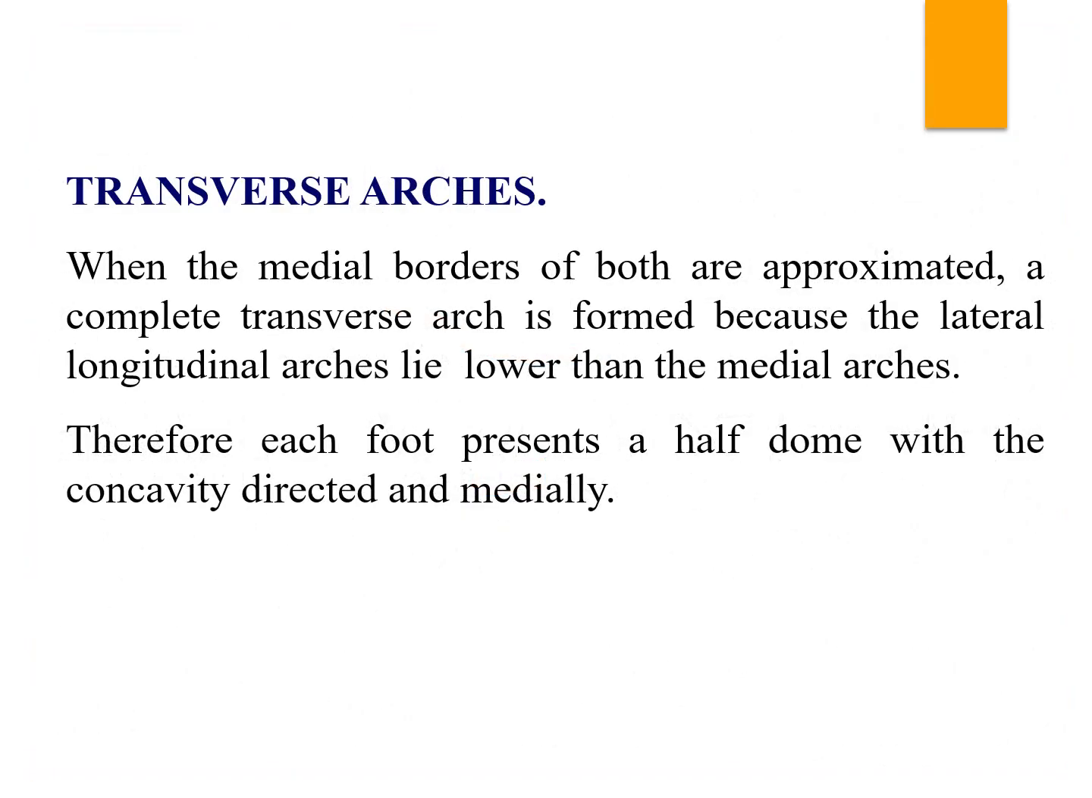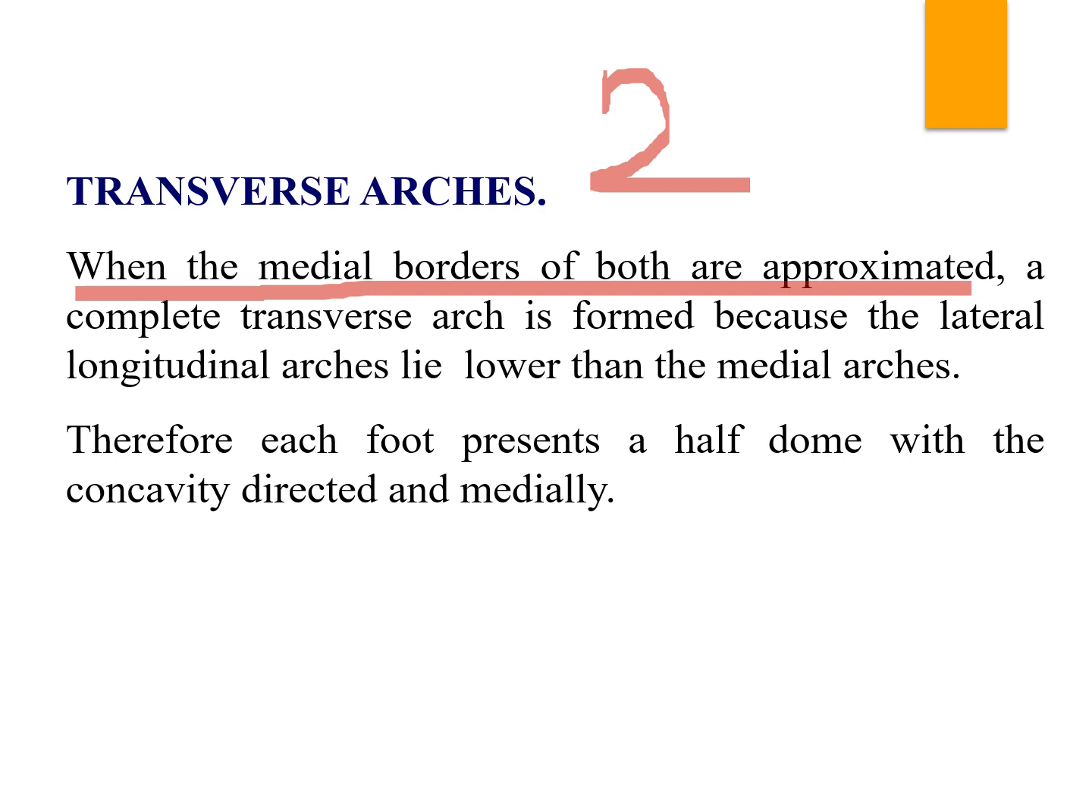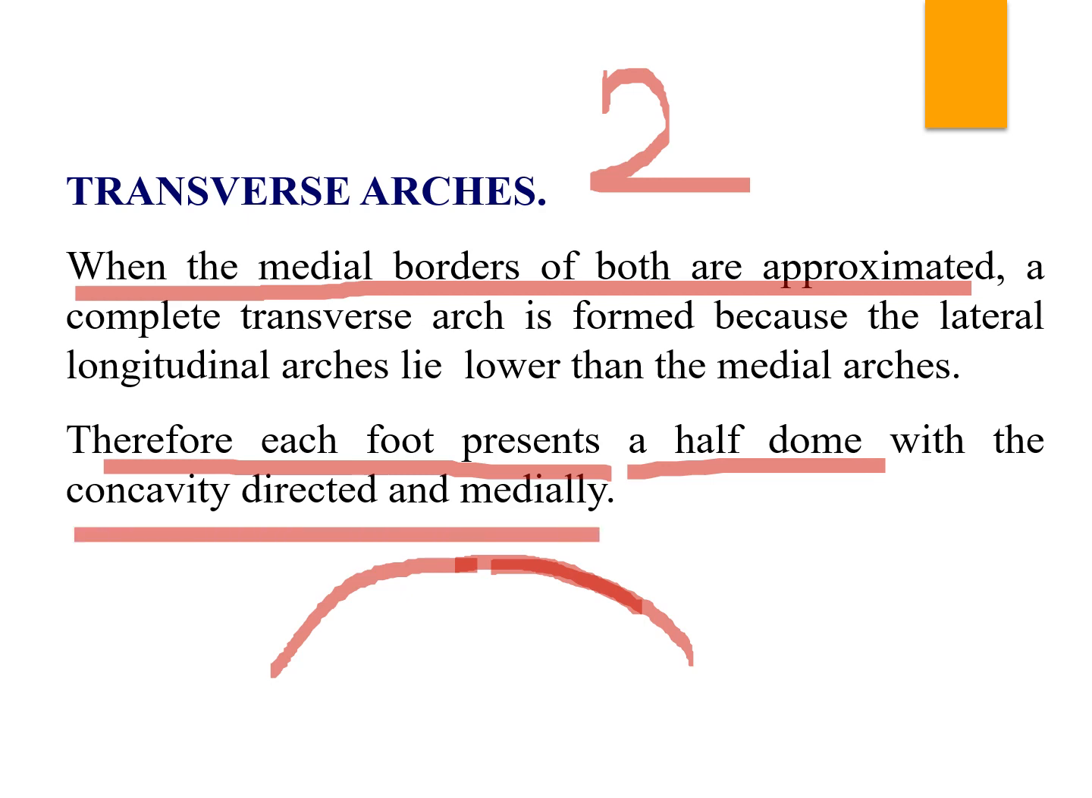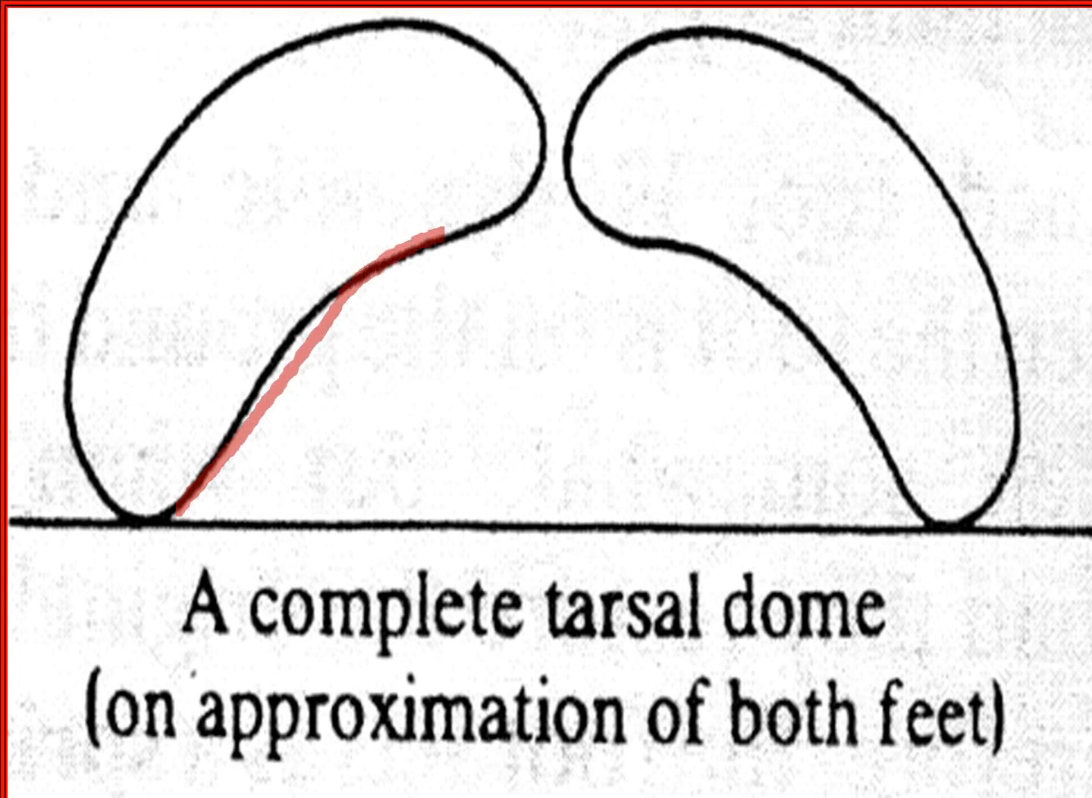Now we have completed the longitudinal arches. Now we start with the transverse arches. You have to understand that a longitudinal arch, medial and lateral, is present in each foot. For the transverse arch, each foot represents half of a transverse arch. If you join two feet together, we have one single transverse arch. Each foot represents a half dome with a concavity directed medially. So when you keep both feet together, we get one transverse arch.